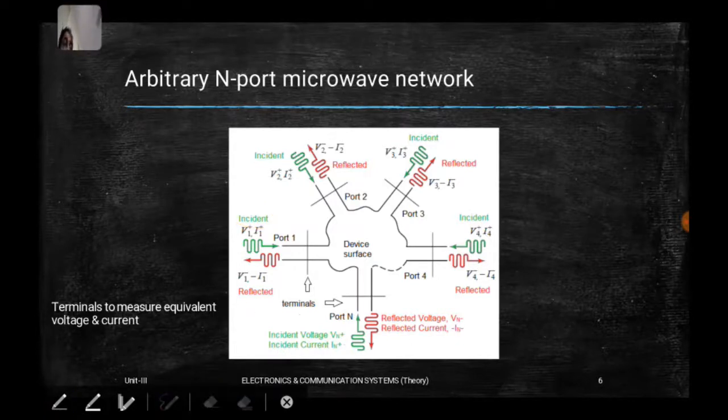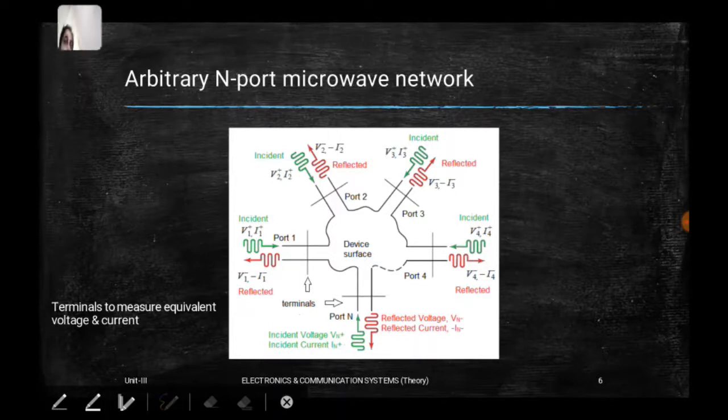Because why is it a plus? Because in nomenclature or notation, we always use a positive sign when there is an incident wave. When there is a negative, it's always reflected. It's the same principle we used in the transmission line. So here V1 stands for the voltage incident at the first port, and I1 plus is the current incident at the first port. Reflected is V1 minus.